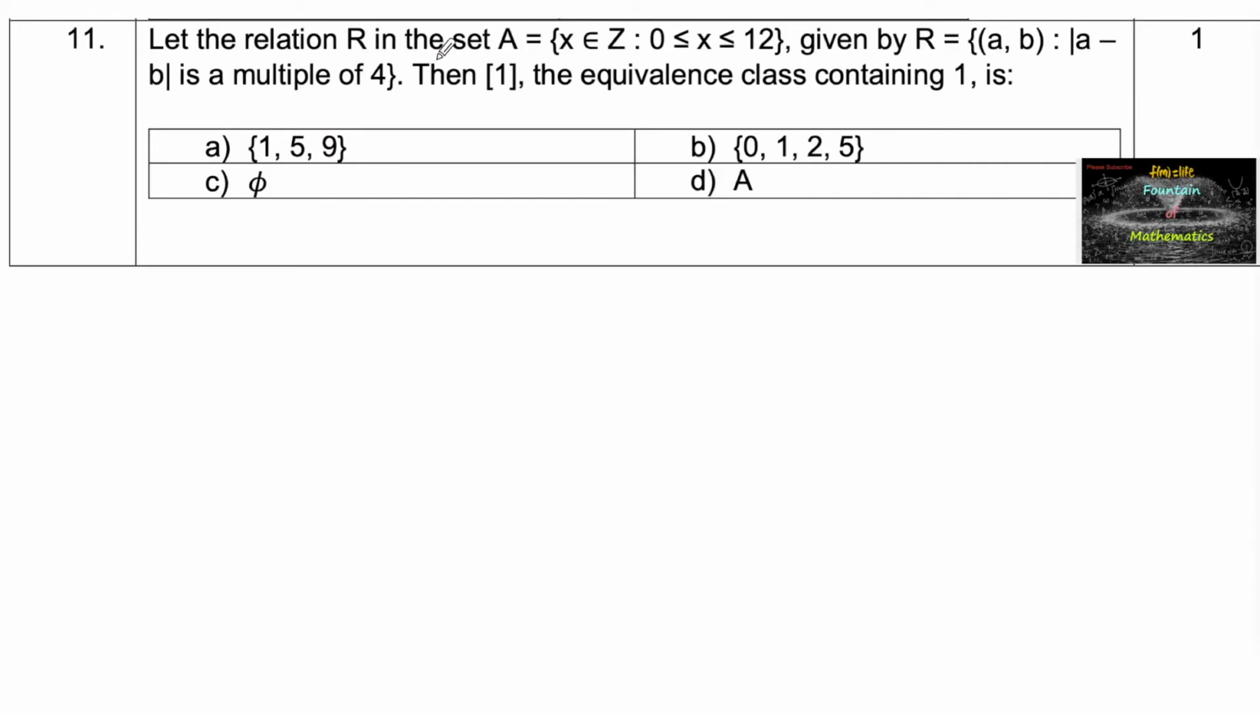Let the relation R in the set A equal to x belongs to integer where 0 less than or equals to x less than or equals to 12 be given by R equal to a comma b such that mod of a minus b is a multiple of 4. Then the equivalence class containing 1 is, so let us first write the ordered pairs.